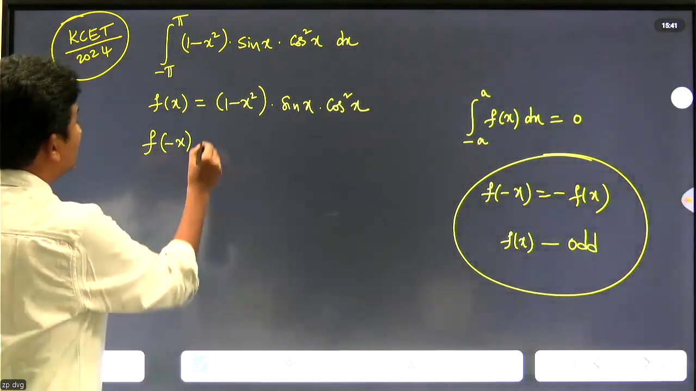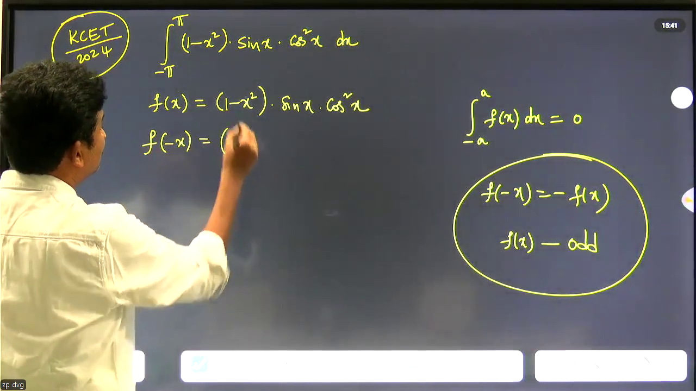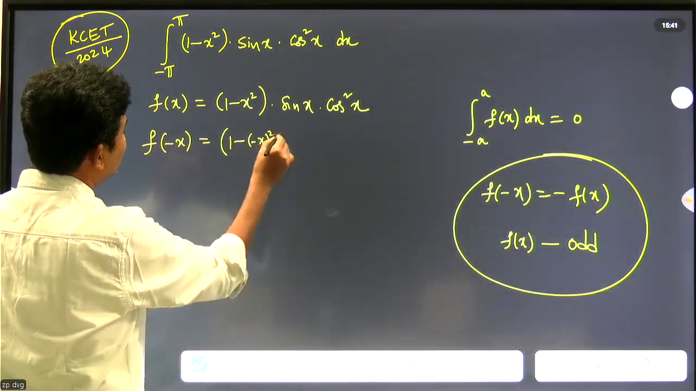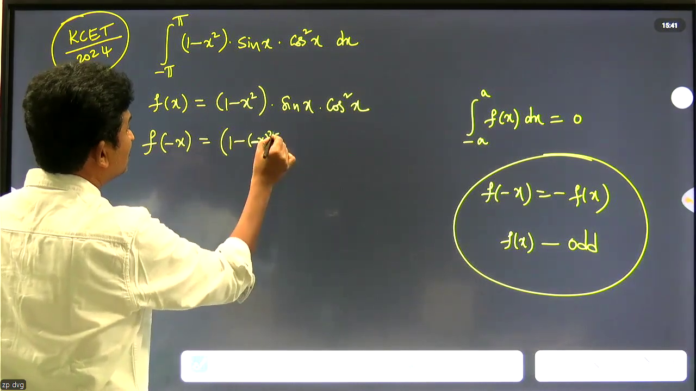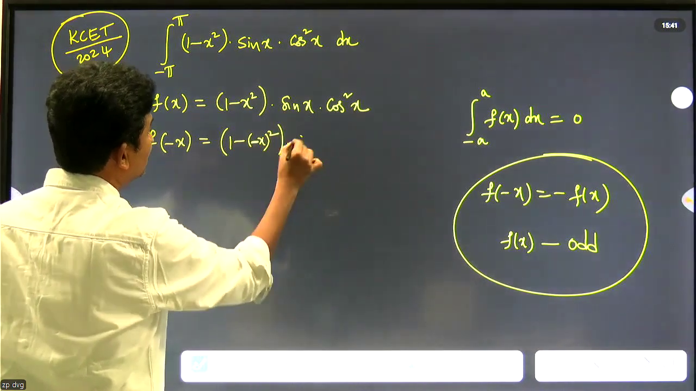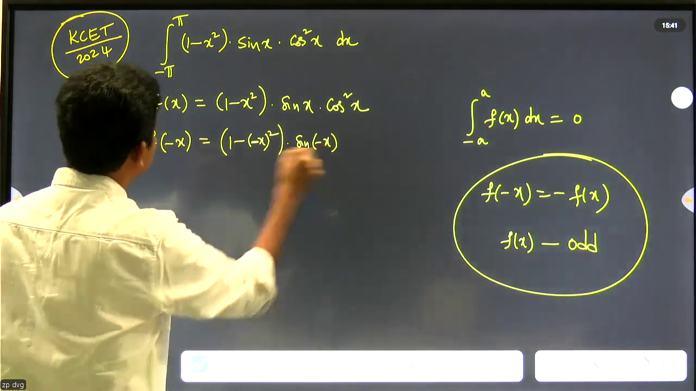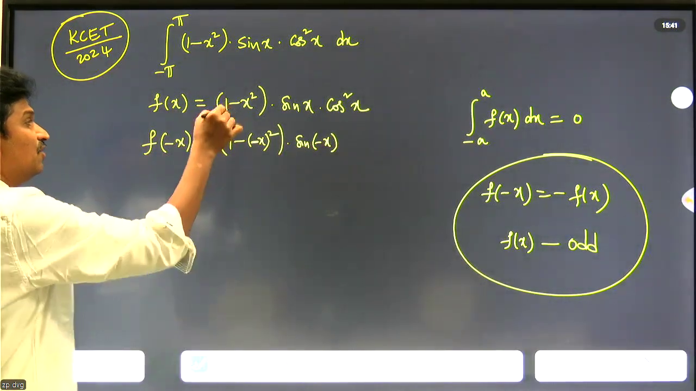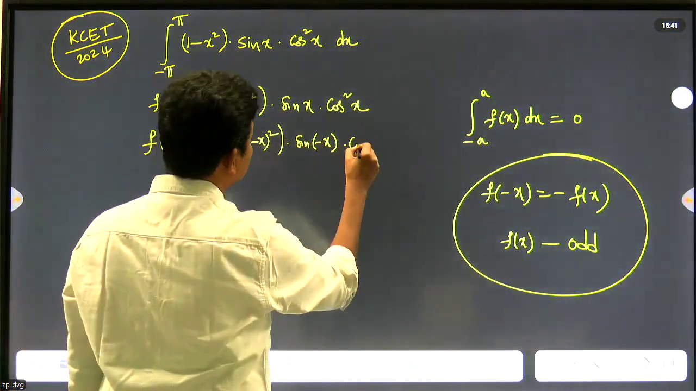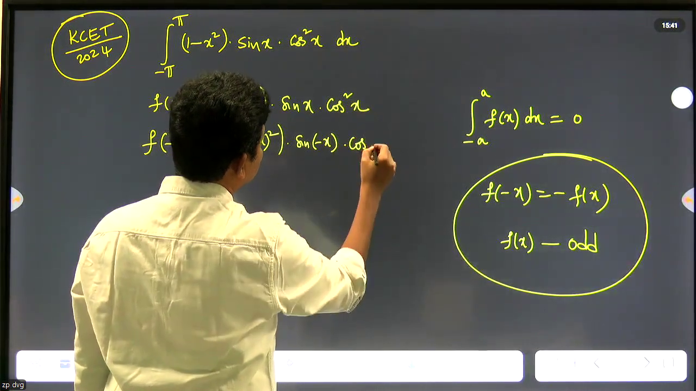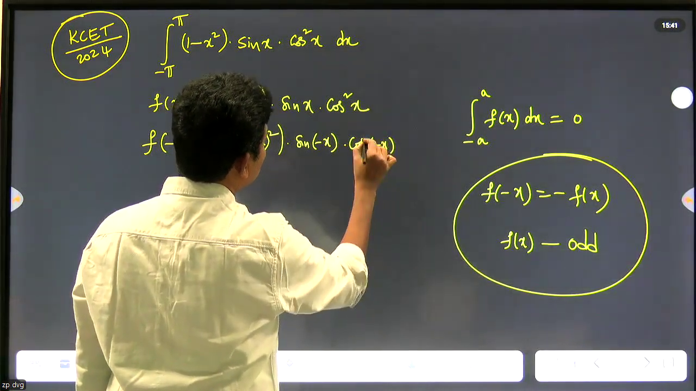Okay. F of minus x. Wherever x is there, you write minus x. No need of all these things, but so that everyone can understand, that's why I'm writing like this. In place of x, you write minus x. How to calculate f of minus x? Wherever x is there, you write minus x into cos square x. That is nothing but cos of minus x whole square.